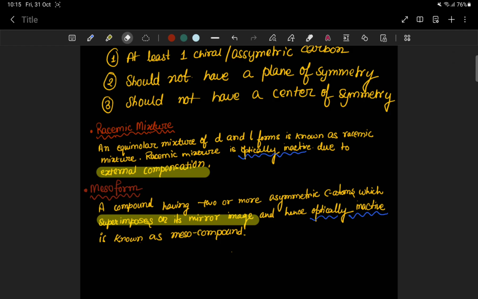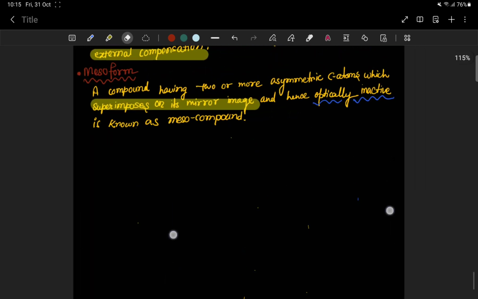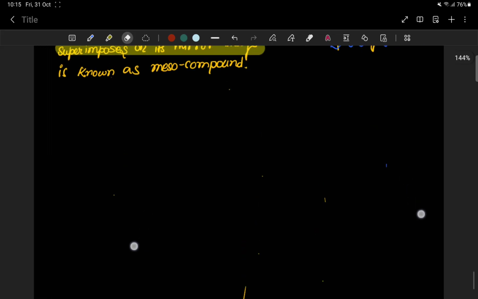Now moving to my next topic, that is RS nomenclature. Come back to the next topic of RS nomenclature. Okay, just give me some time. I will put a beautiful heading for you all. Okay, here you see RS nomenclature.